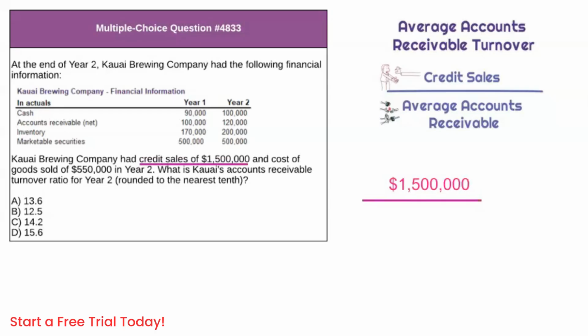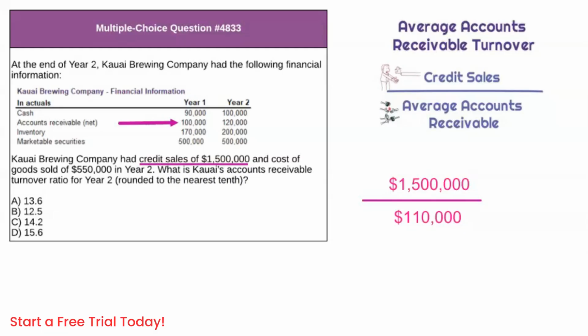The question gives us that. But we don't have average accounts receivable. But they do give us a year 1 balance of 100,000 and a year 2 balance of 120,000. So if we take the average between those two, it's $110,000. So now that we have both inputs, let's calculate the average accounts receivable turnover.